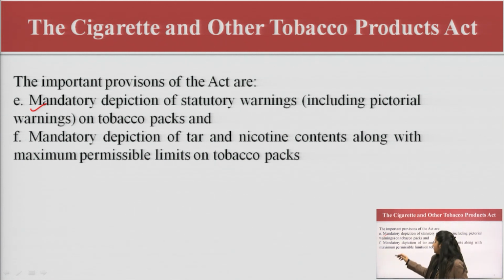There is a mandatory depiction of tar or nicotine contents along with the maximal permissible limits on the tobacco packs. So, there is one thing written on the packs, which is the statutory warnings, or in the pictorial form these warnings are there, and we also have to notify about the nicotine content or the tar content, what is the maximal permissible limit of the use of these products, on these packs.